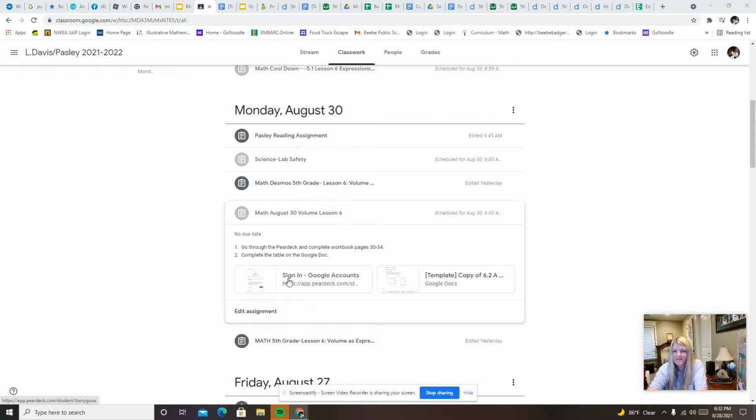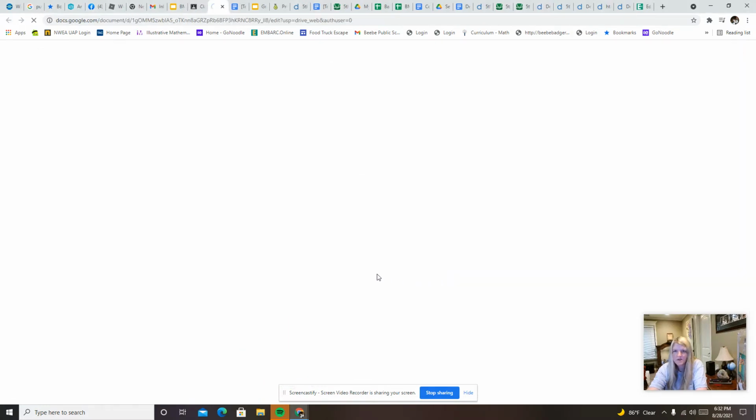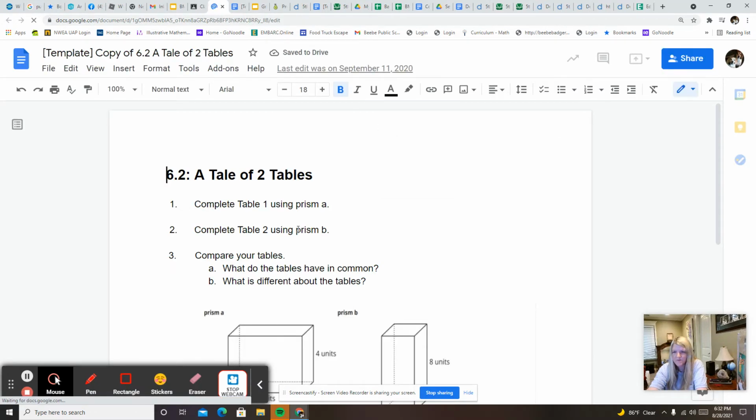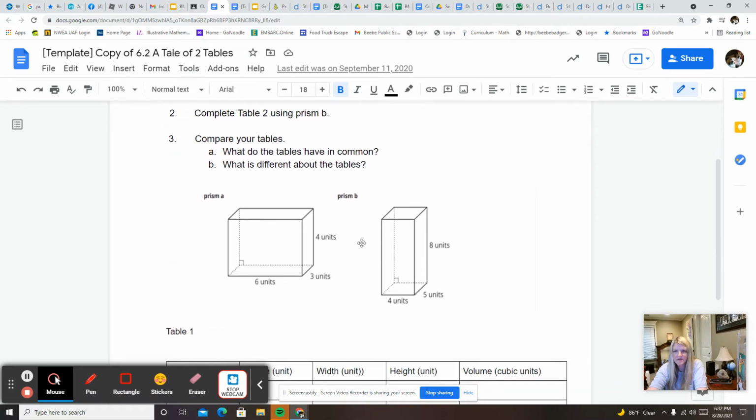So you'll sign into the Pear Deck and you can go at your own pace, read through the slides, and the workbook pages also go along with that. This table is in the workbook as well, so you don't have to do it in both places. If you just complete it on here, I'll be able to see your answers and give you any feedback that you need.